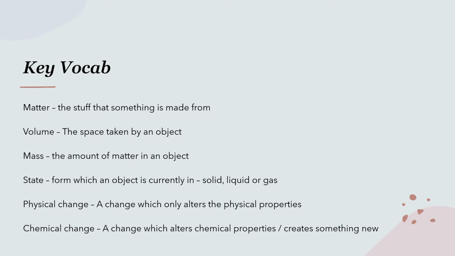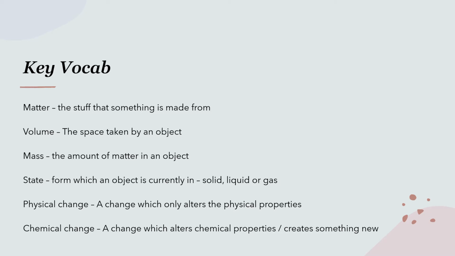For volume, the volume is the space taken by an object. Mass, well, the mass is the amount of matter that is inside an object. So if we add up all the protons and electrons and neutrons in every atom of every molecule that's inside an object, that is the matter. And we add the weight of each of those bits together, then we get the mass of the object.